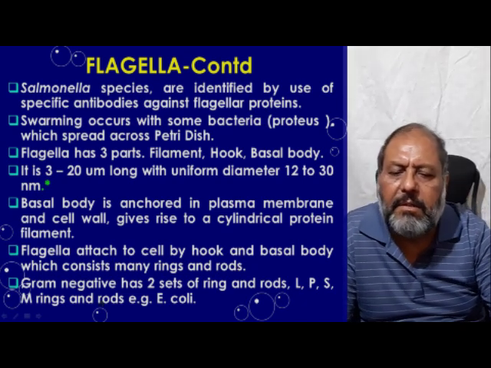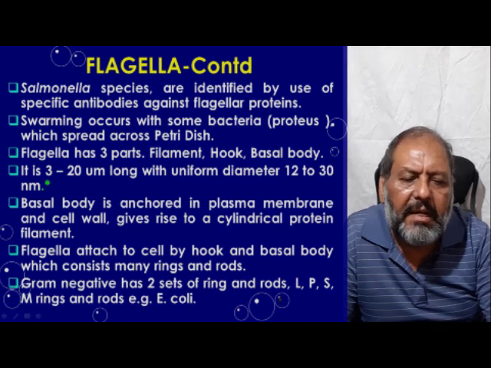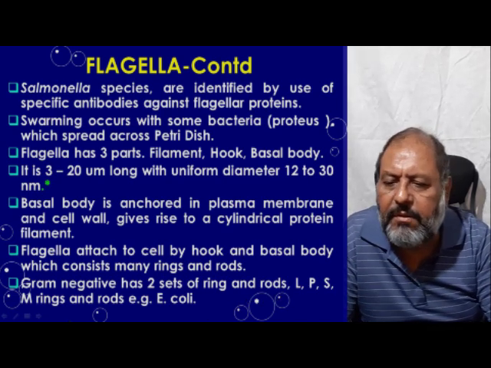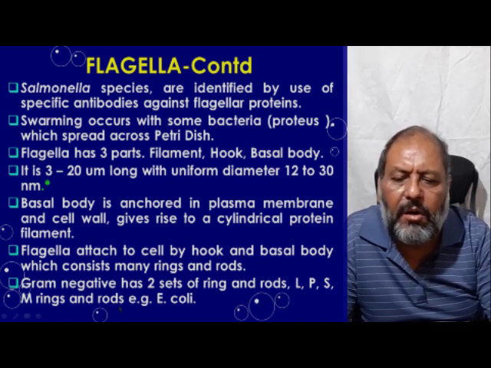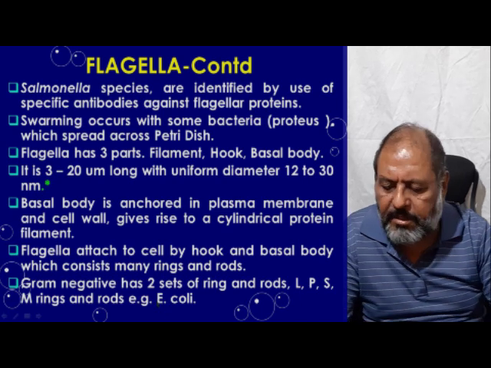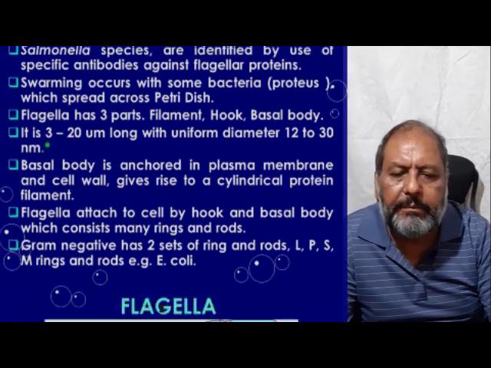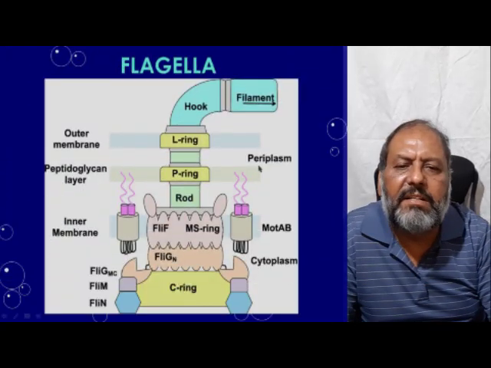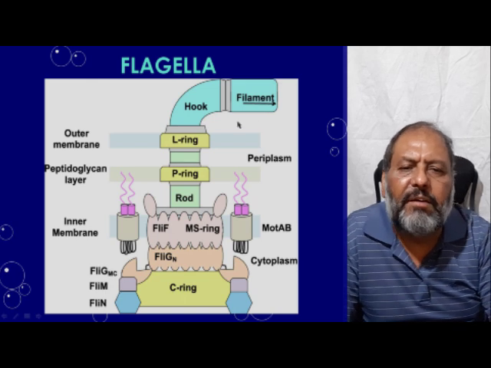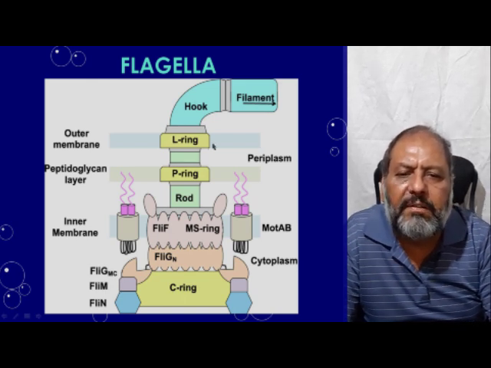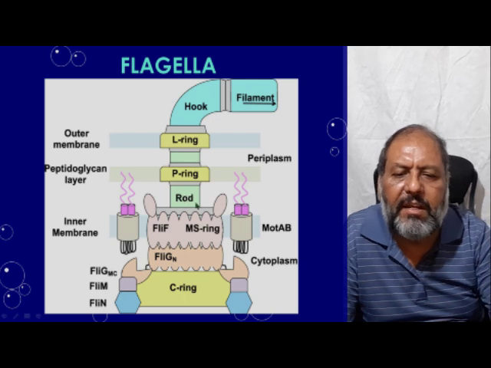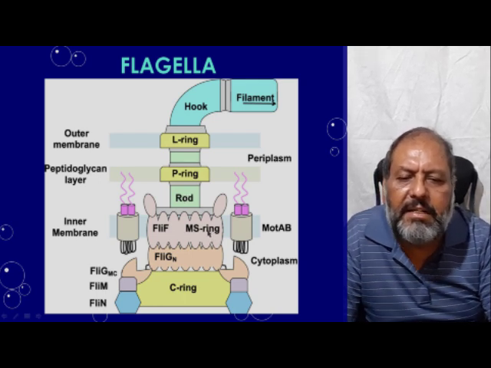Gram-negative bacteria have two sets of rings and rods, the L, P, S and M rings and rods, as in the case of E. coli. Here one can see in detail the filament, the hook, the L ring, the P ring, the rod of the flagellum, and these are the different rings.